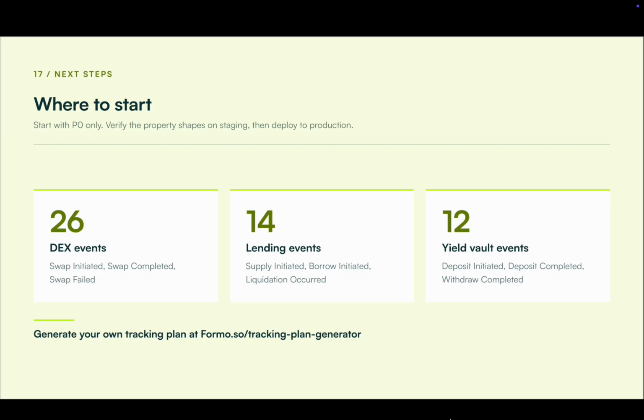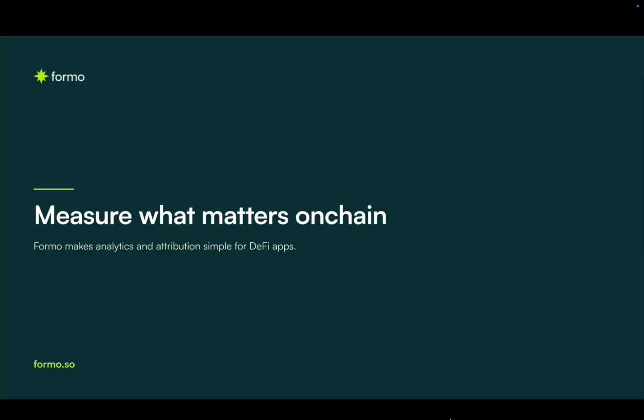The full plans cover 26 DEX events, 14 lending events, and 12 yield vault events. A tracking plan is the foundation for reliable DeFi analytics. Before you build dashboards, funnels, or retention reports, make sure the underlying events are consistent and meaningful.